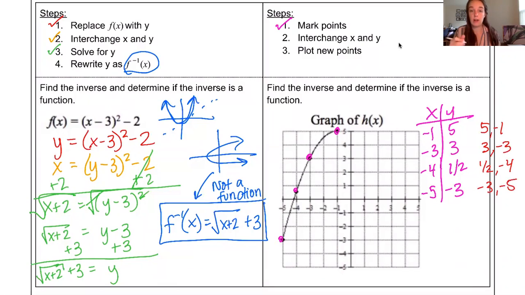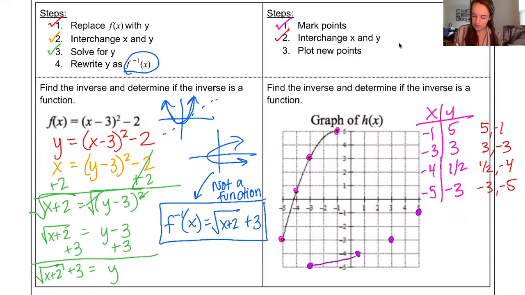I'm going to go ahead and graph those. That was my second step. I'm going to plot the new points. So 5, -1 would be right here. 3, -3 would be here. 1/2, -4 would be right about here. And -3, -5 would be right about here.